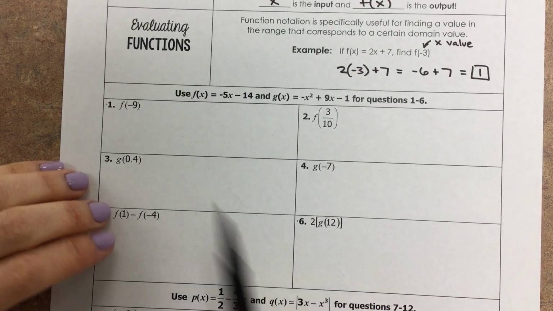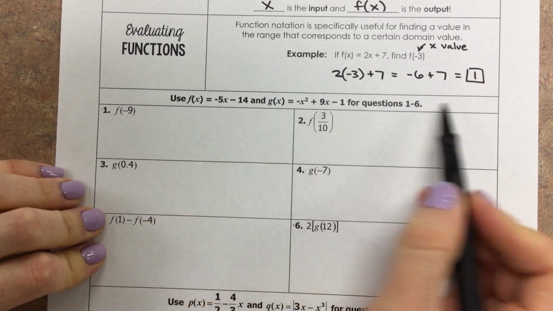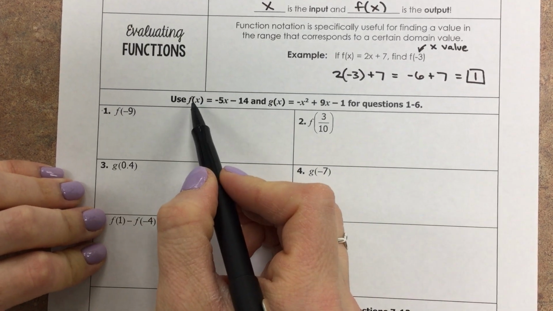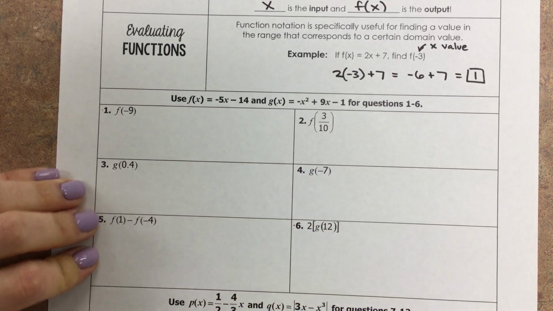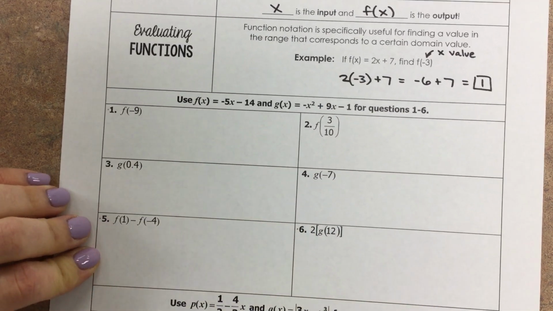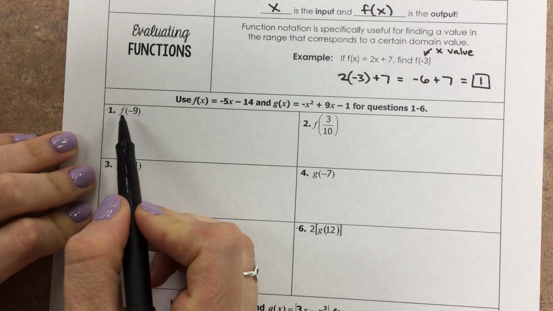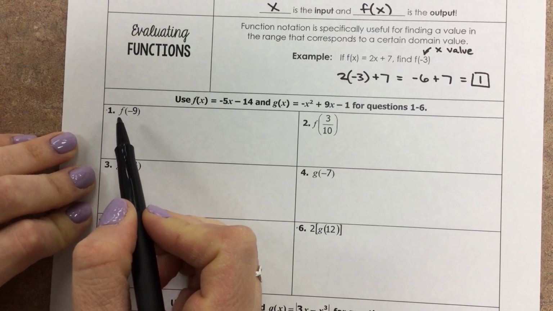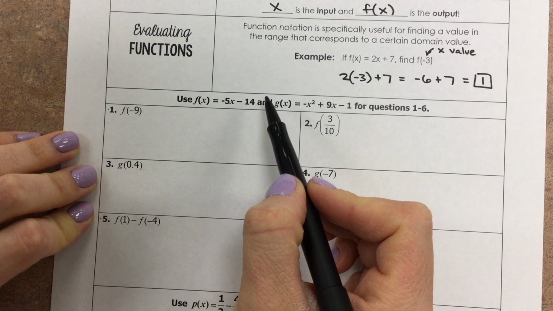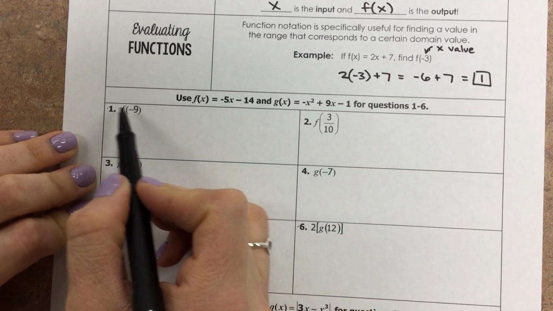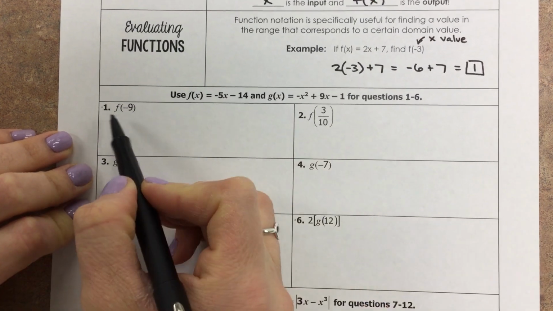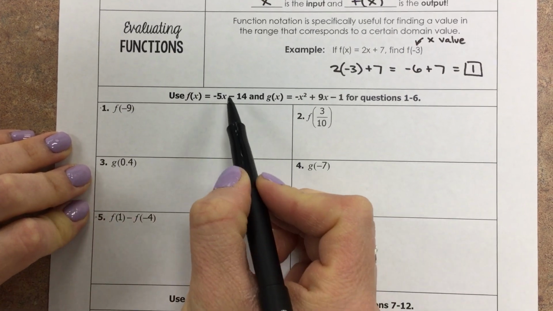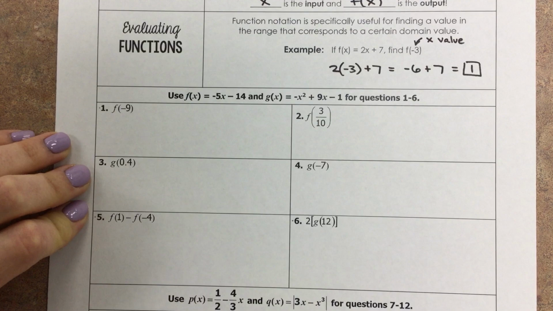First one I want to look at is number 1 right here. Up top we have two different functions. This is the function f right here. This is the function g right here. When you see different notation, like when we look at number 1, this letter f tells us what function we're supposed to be using. That's why we use two different letters, f for one of them and g for one of them. So this letter f tells us we're supposed to be using this function right here. And then the negative 9 tells us that negative 9 is what we want to plug in for x.